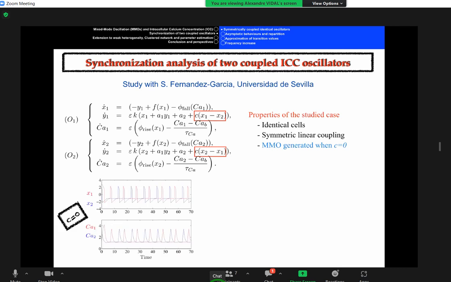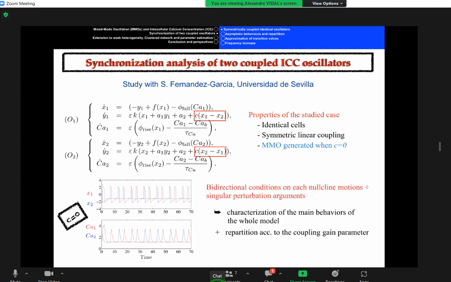So for C equal to 0, here we have the X1, X2 variable versus time. And of course, we are interested in the generated patterns of intracellular calcium concentration, meaning CA1 and CA2 in each cluster, or each neuron, if you prefer. The bidirectional conditions on each nucleus and some arguments from singular perturbation give us the characterization of the main behaviors of the whole model and the representation according to the coupling.